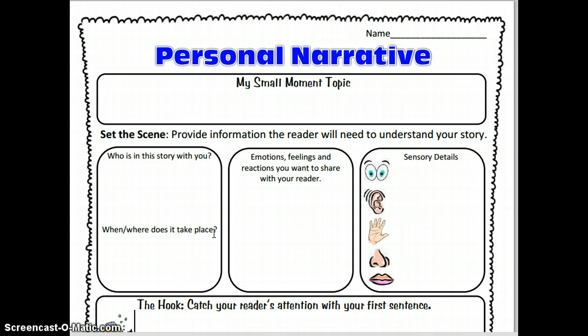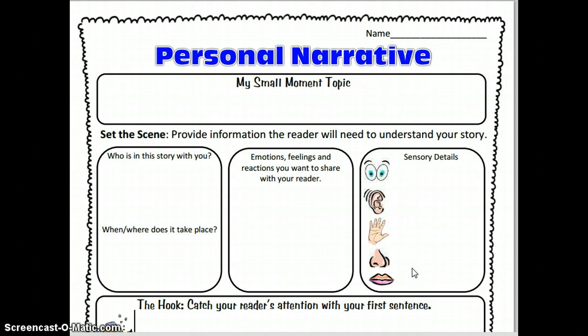This is about your wedding trip, so you know who you will be with and where you are. And then you need to write down emotions, feelings and reactions that you want to share with your reader. Okay. And also add sensory details. What do you see? What do you hear? What do you feel? What do you smell? And what do you taste?